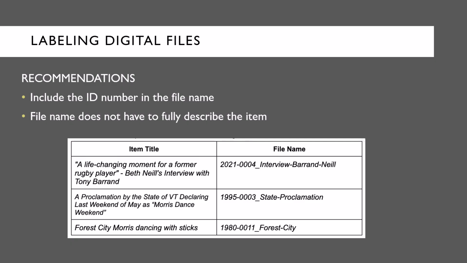Here are several examples from our collection with the item title that we gave it shown in the left-hand column and the corresponding file name shown in the right-hand column. This is just to show that the file name does not need to match the item title and can be simpler, which is sometimes easier when you're dealing with a lot of files.